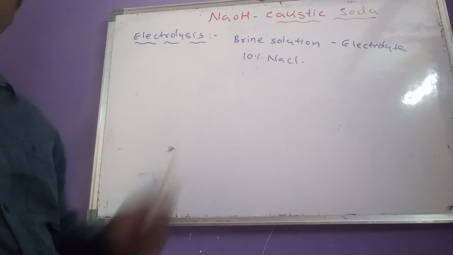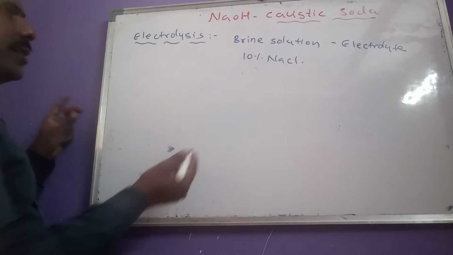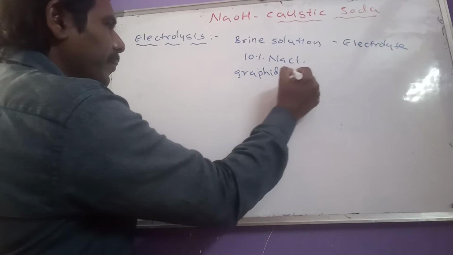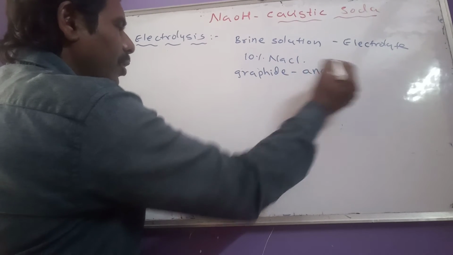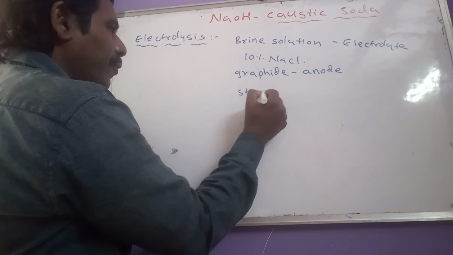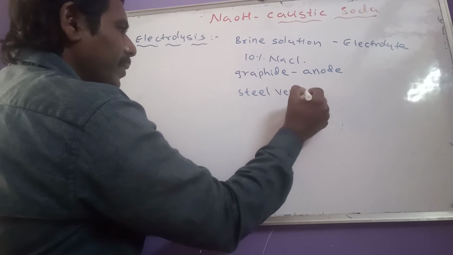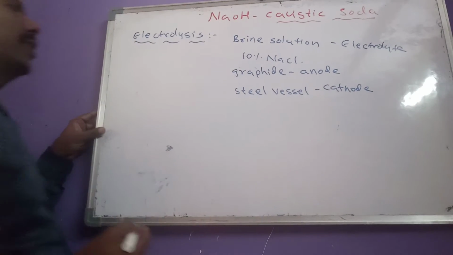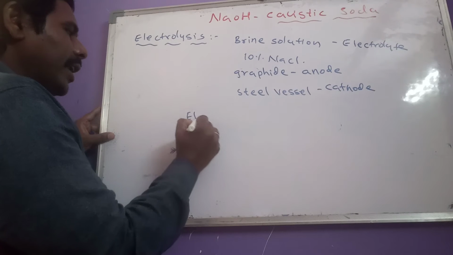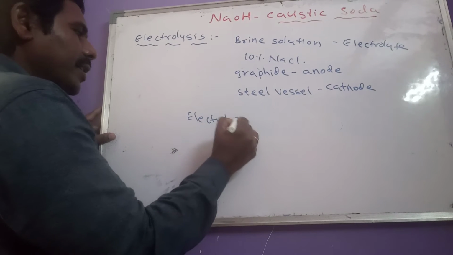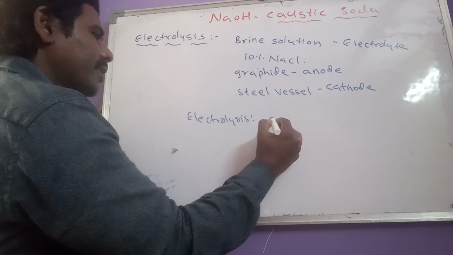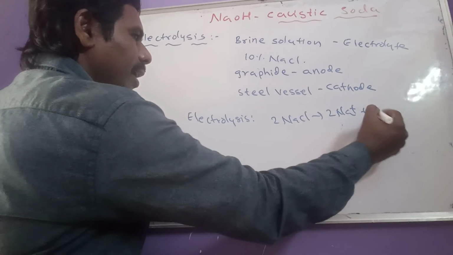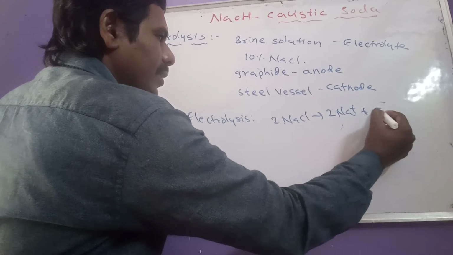So this is taken as electrolyte. Here, a graphite rod acts as anode, and a perforated steel vessel acts as cathode. Now, in the electrolysis process, brine solution undergoes electrolysis to give Na+ and Cl- ions.